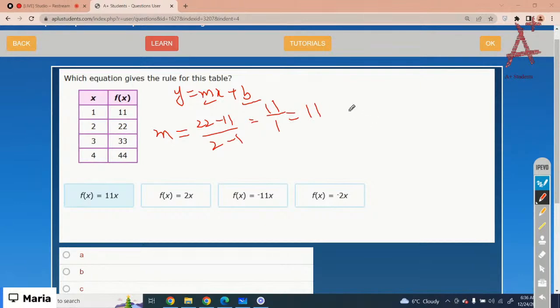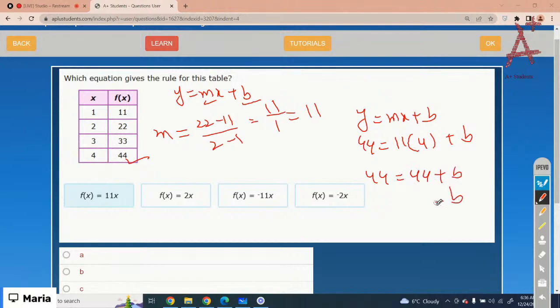Also, you have to find the b for the equation. So you can use any point from the table. I'm going to use 4, 44, and the slope we have is 11. So just put the values in the equation and find b. Y is 44 equals 11 times 4, 44 equals 44 plus b. That means it is 44 minus 44, and that would be 0. Got it?